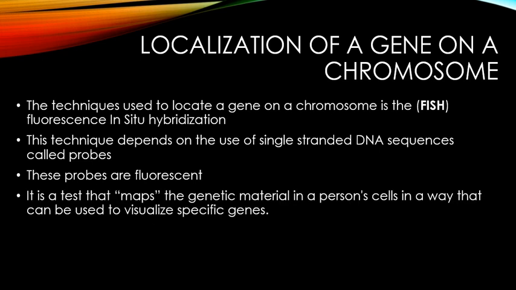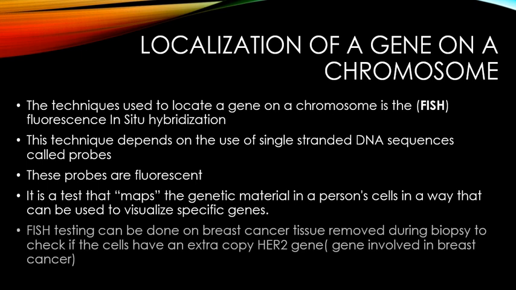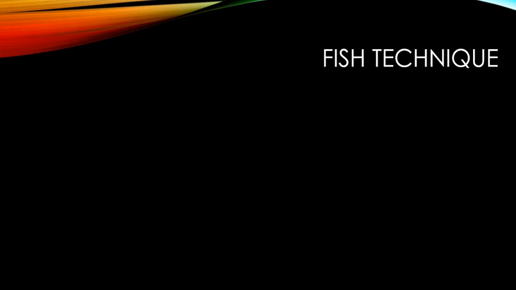And it is a test that maps the genetic material in a person's cell in a way that can be used to visualize specific genes. So it allows us to visualize specific genes on special gene maps. FISH testing can be done on breast cancer tissue. This is a very important application because we can apply it on breast cancer tissue, which can be removed during a biopsy to check if the cells have an extra copy of the HER2 gene, which is a gene involved in breast cancer when it undergoes a certain mutation.